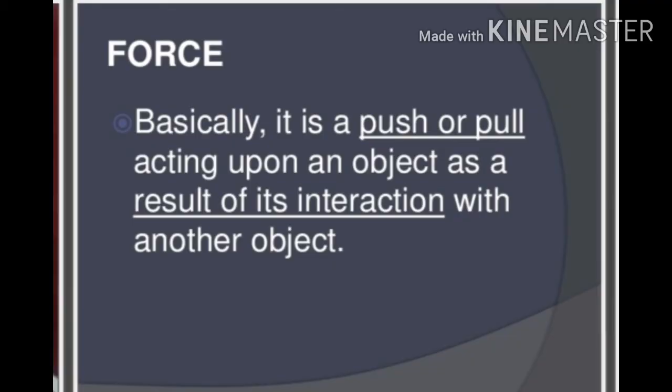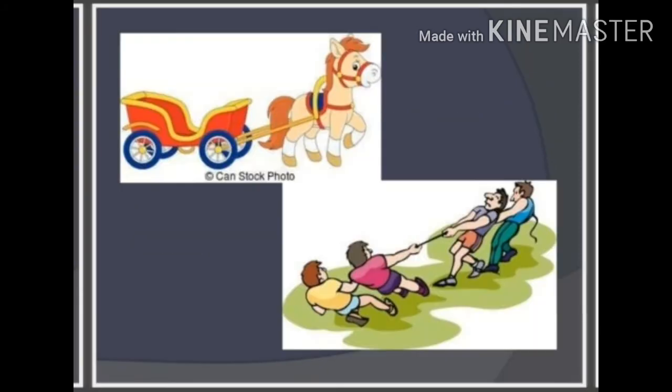Force. Basically, it is a push or pull acting upon an object as a result of its interaction with another object. It means a push or pull which acts upon an object, and as a result of its interaction with another object, some effect is produced. In the given pic, you can see a horse is pulling a cart, and in the tug of war, both teams are pulling a rope towards them.